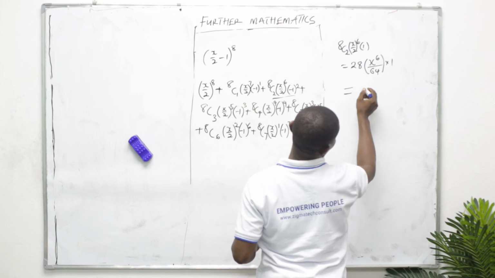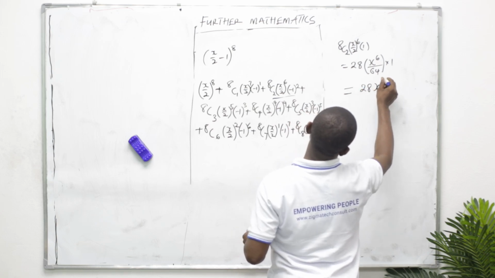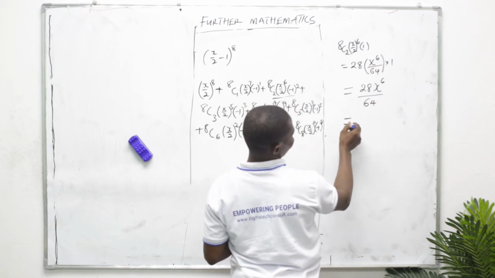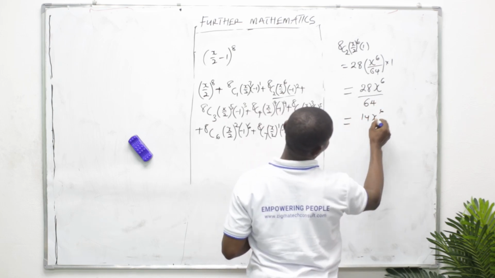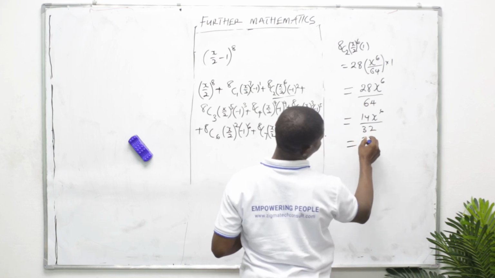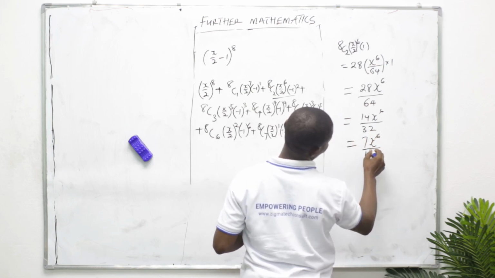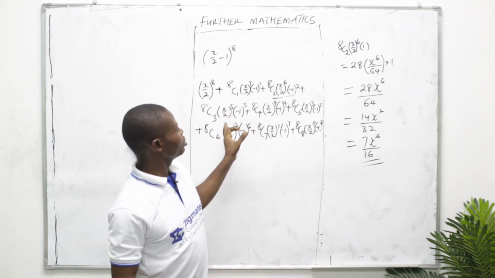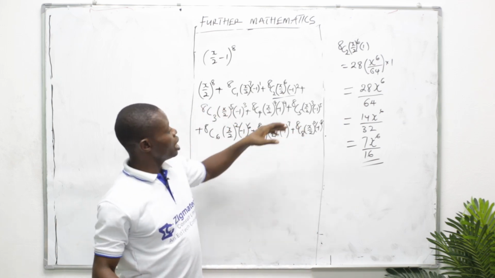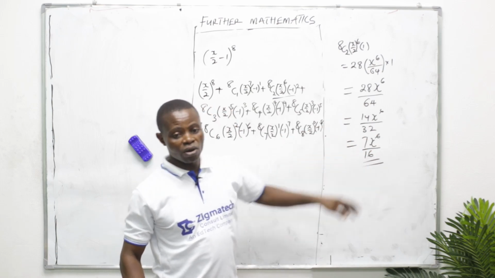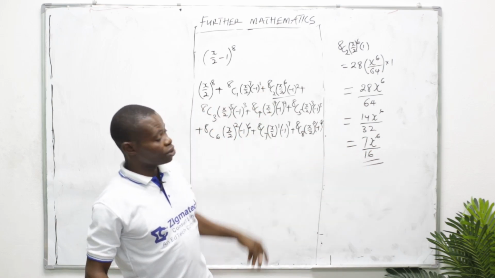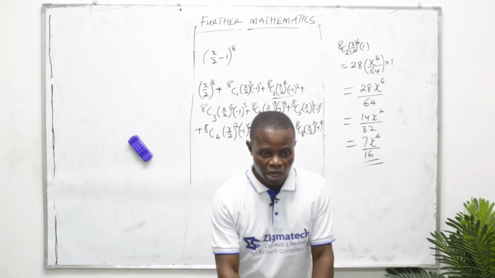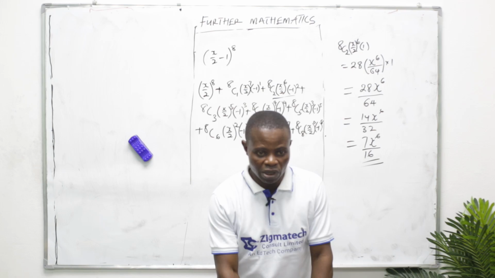Our solution here now is what? 28x power 6 all over 64. If you want to break it down, fine. This is 14x power 6 all over 32. This is what? 7x power 6 all over 16. So the third term here is what? 7x power 6 all over 16. This is the solution for question number 10b. And that is the solution for question number 10.